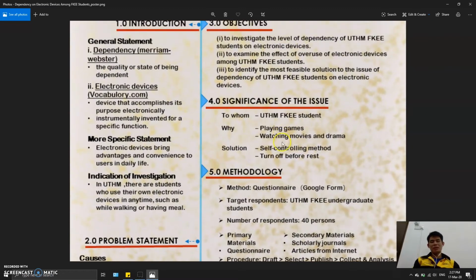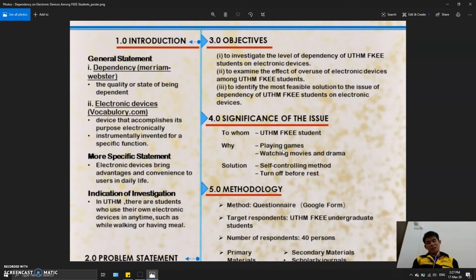First, I would like to explain what is meant by dependency and electronic device. According to Merriam-Webster, dependency is the quality or state of being dependent, whereas based on vocabulary.com, an electronic device is a device that accomplishes its purpose electronically, and it is instrumentally invented for a specific function. In daily life, electronic devices such as laptop, smartphone, and desktop, etc. bring advantages and convenience to all the users by carrying out their own function.